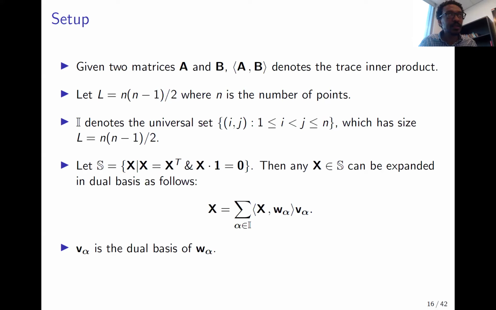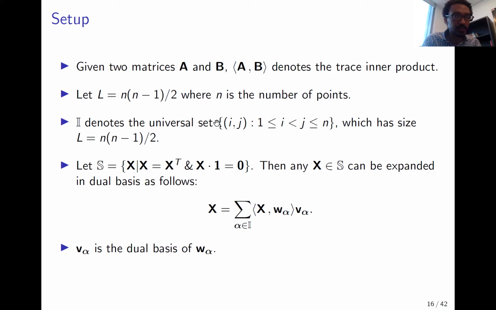Okay, so now I'm going to talk about one of our contributions, which is how we do a dual-based approach to classical MDS. First I'll discuss the setup. If we are given two matrices A and B, this will denote the trace inner product. From now on, L will denote n times (n minus 1) over 2. So these are the number of distances in the upper half of the distance matrix.